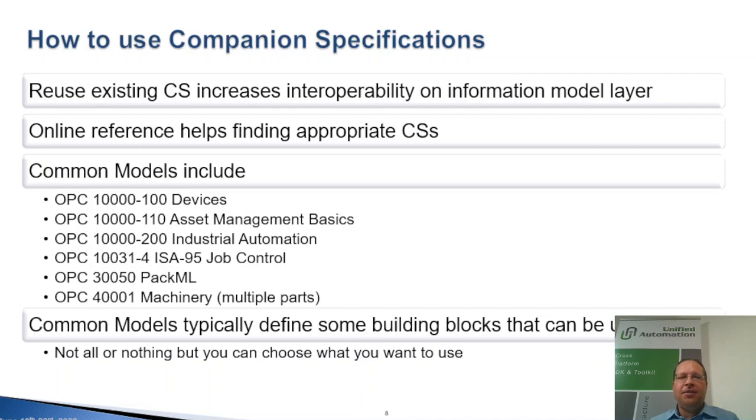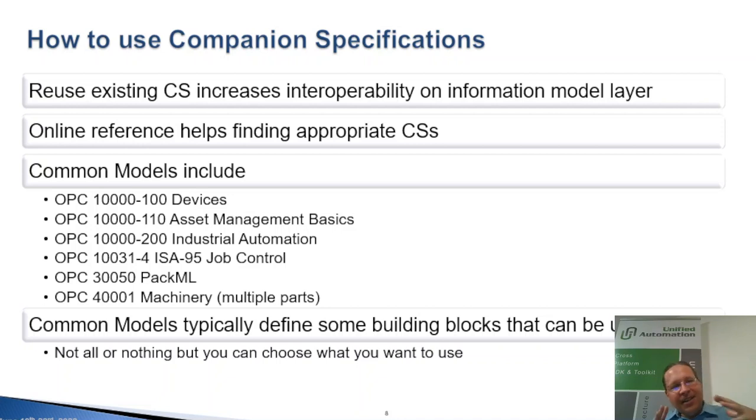Nevertheless, some hints to common models which are especially built to be reused by others: the devices specification, dealing with general things on devices like identification, but also the locking object I already mentioned. We have asset management basics, obviously dealing with asset management aspects, actually using the devices specification in various places. We have the industrial automation for common things in the industry like stack lights. We have the ISA 95 job control for job management.